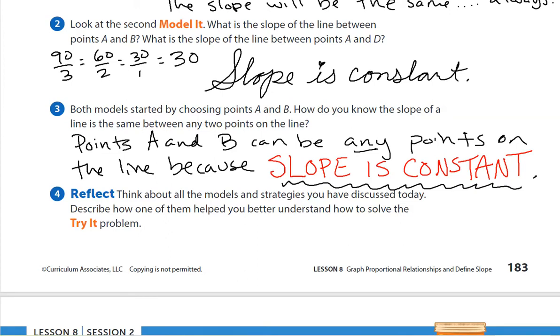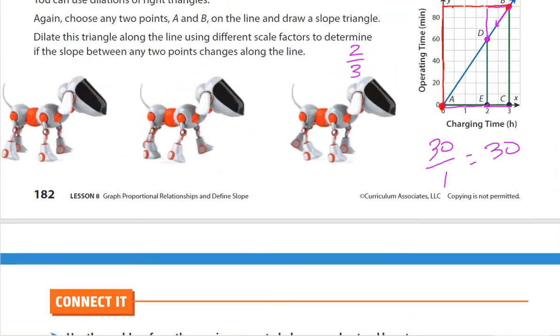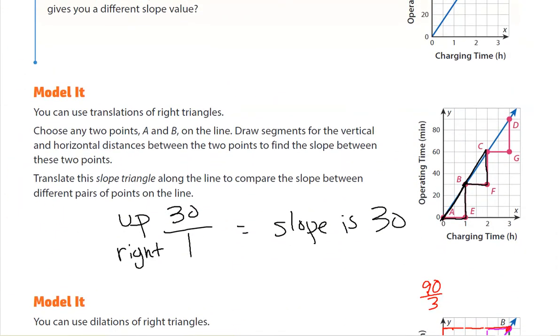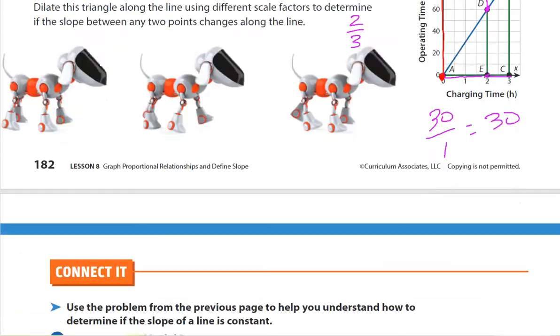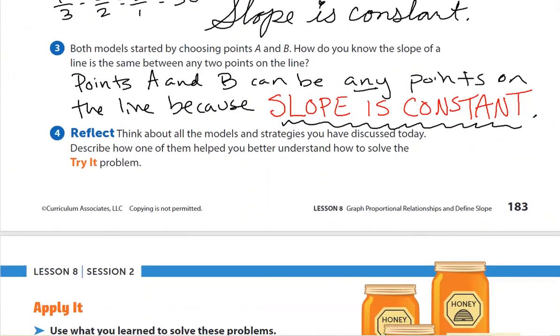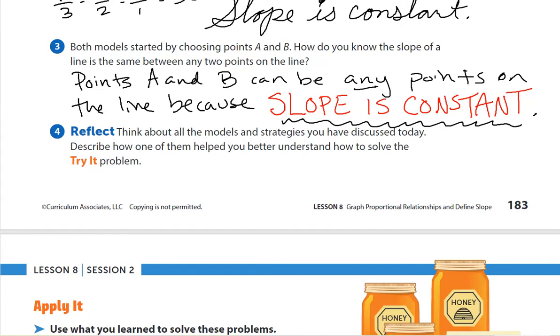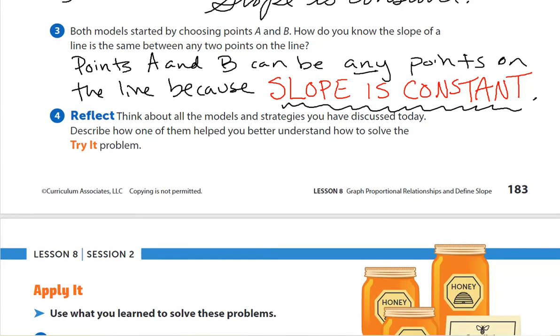Okay, and then number 4 is for you to do. Which part of this lesson helped you better understand that slope is constant? Was it seeing it illustrated and modeled as translations of right triangles? Was it seeing it modeled as dilations of right triangles? Was it writing slope is constant like 30,000 times? That's an over-exaggeration, whatever. So pause, write down the part of the lesson that helped you most understand slope is constant, and then unpause and we'll practice.